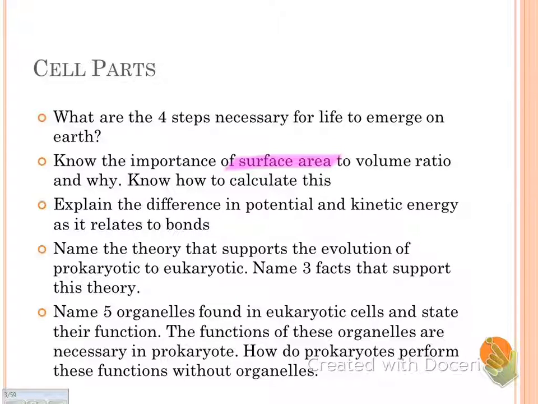Okay, so moving on. You know how to calculate it. Look at the formula sheet. I think you all have that. Okay. Explain the difference between potential and kinetic energy as it relates to bonds. Yeah, absolutely. Potential energy is energy that is stored in bonds. Like, what's an example of something with energy stored in it? A battery. A battery is not plugged in. Yeah, a battery, but something you eat, like a carbohydrate or fat, right?